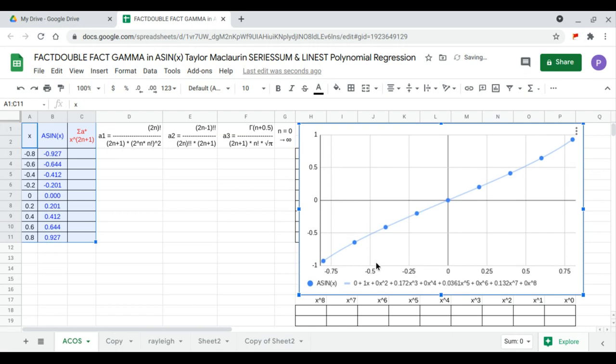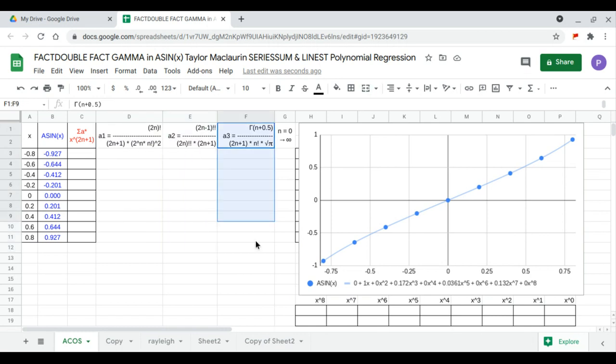Next, we continue with the Taylor-Maclaurin series sum, which is the summation of a times x to the power 2n plus 1, where a, the coefficient, can be factorial, double factorial, or gamma, and the value of n is from 0 to infinity. And since this is only an approximation, 16 is good enough for infinity. And we continue with the gamma function.